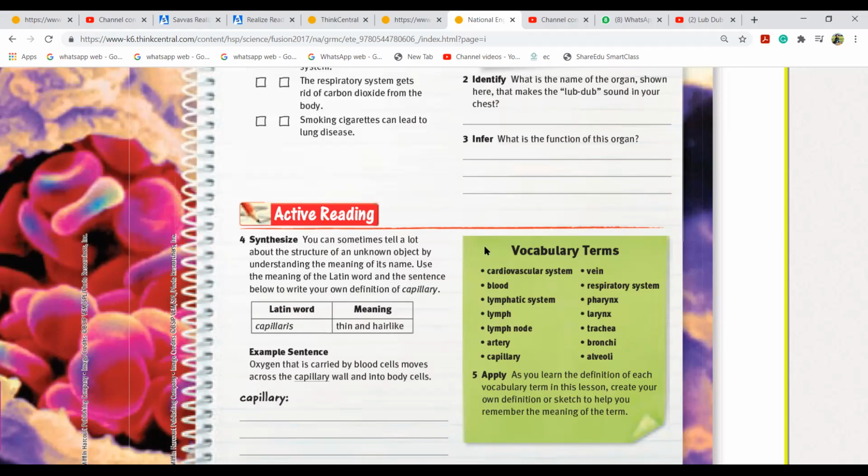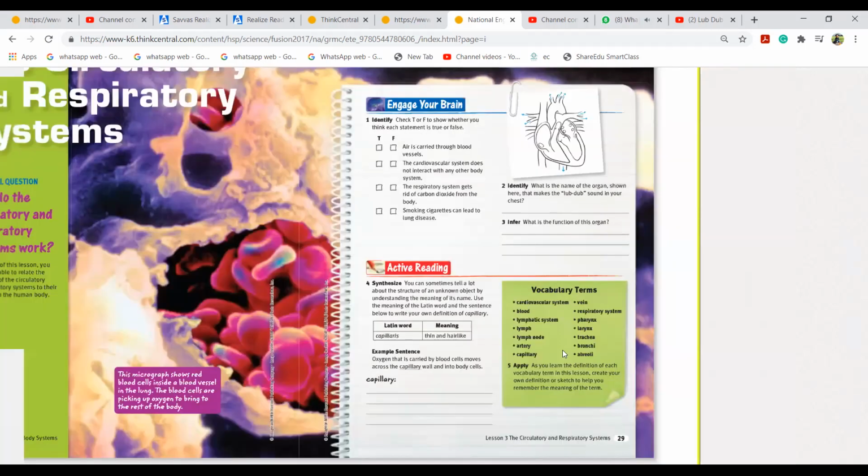Or Malak, if you have some old vocabulary book, how we used to cut and make papers and write the terms. Please, girls, do this for this lesson because this lesson especially has a lot of new vocabulary terms for you. So please make it and show it to me on the group. If you want, take a small video or take a picture and show it to me. All right. These terms are very, very important, girls. Vein, blood, respiratory system, and lymphatic system, pharynx, lymph, larynx, lymph nodes, trachea, bronchi, capillary, and alveoli.